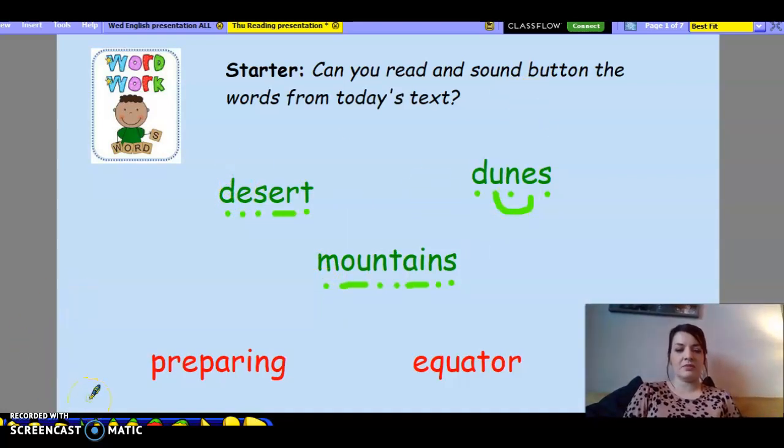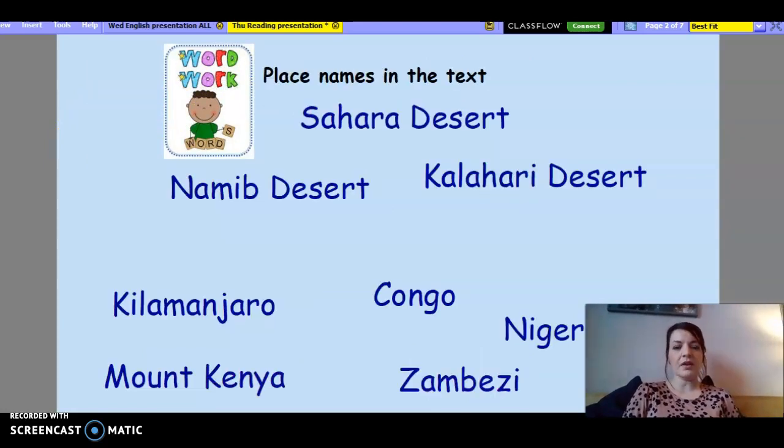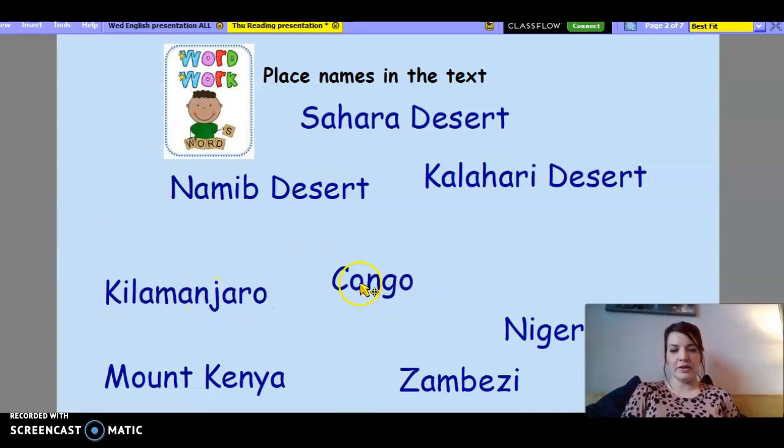And then we've got 2 red words. So let's just read through these. We won't try and sound button them because they're too tricky. We've got preparing and equator. Let's have a look at our text for today. Oh, wow. Before we go on to the text, we've got an awful lot of blue words.